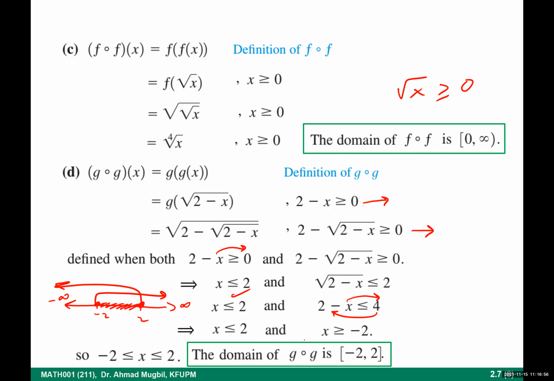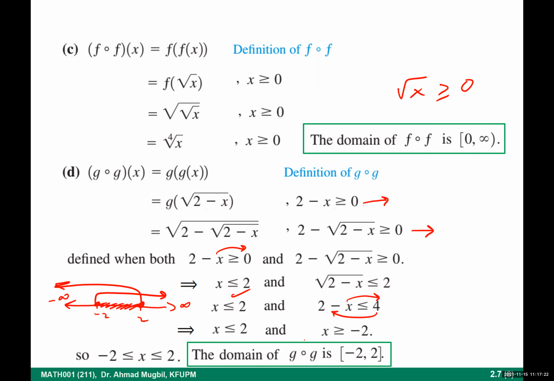Now here, in the case of the composition, how to find the domain of a composition of two functions? For example, we have f and g. For f of g, we find the domain of g beside it, and then the domain of the composition, and the intersection between the two domains. Kind of, you are right.